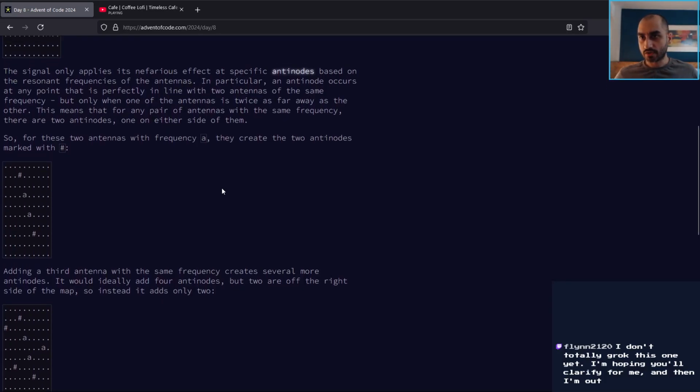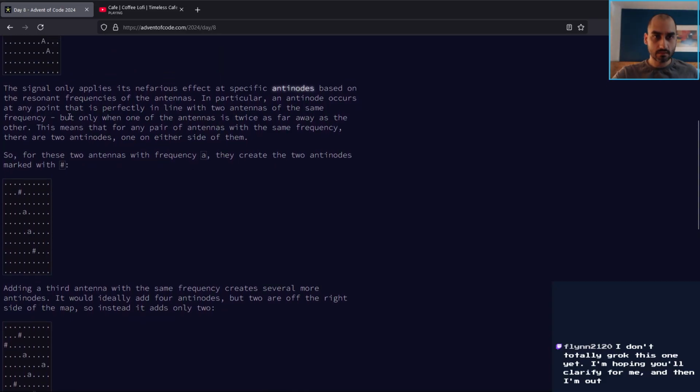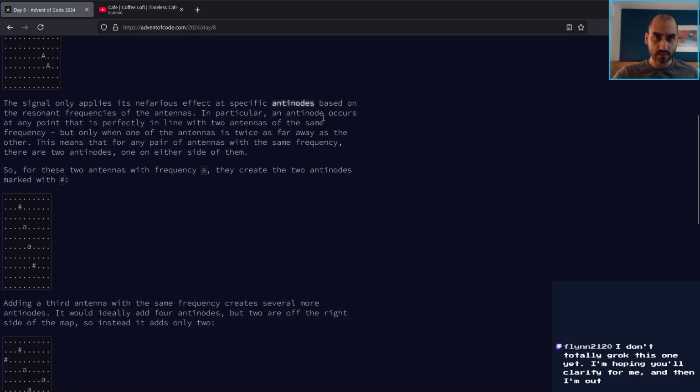I don't totally grok this one yet. I'm hoping you'll clarify for me, and then I'm out. So it seems they want it to only be antinodes on the outsides. But I don't agree that the description excludes antinodes on the inside. Okay, fine.